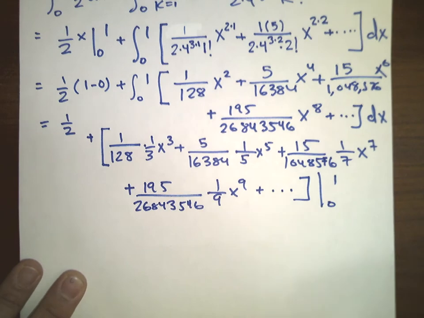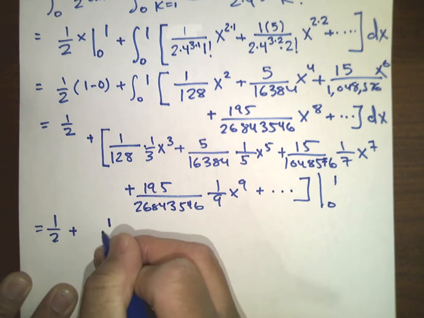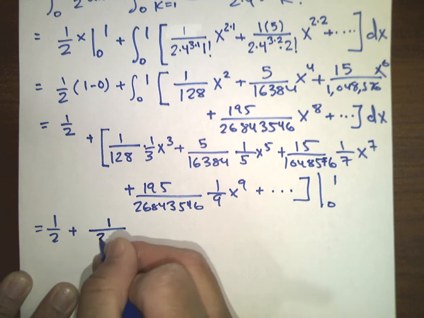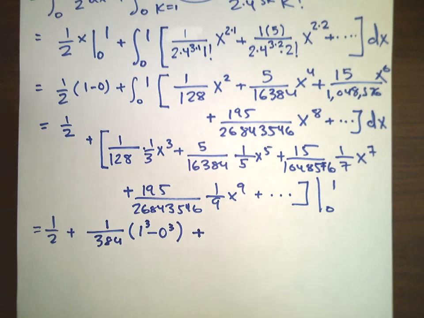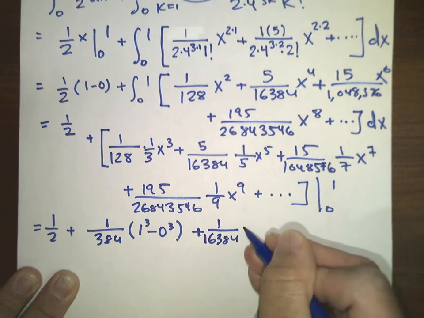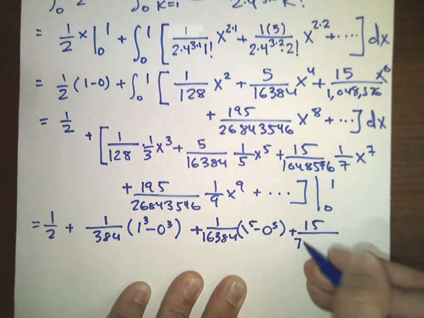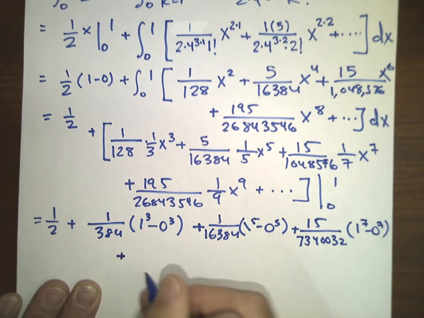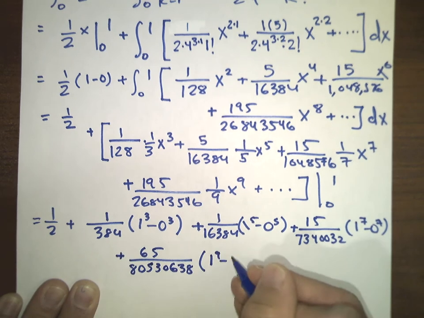So if I go ahead and do this, I have 1/2 plus 128 times 1/3. That will be 1 over, what does that give me? 384 times 1 to the third minus 0 to the third, and then plus 1 over 16,384 times 1 to the fifth minus 0 to the fifth, plus 15 over 7,340,032 times 1 to the seventh minus 0 to the seventh. And let's just do one more, just because I can here: 65 over 80,530,638 times 1 to the 9th minus 0 to the 9th, and so on.